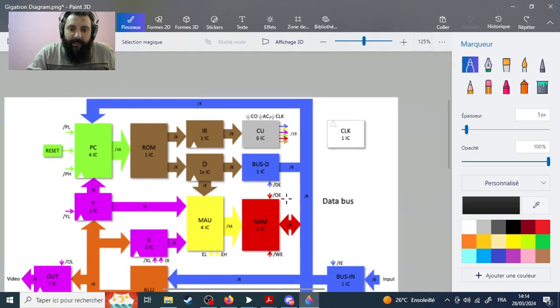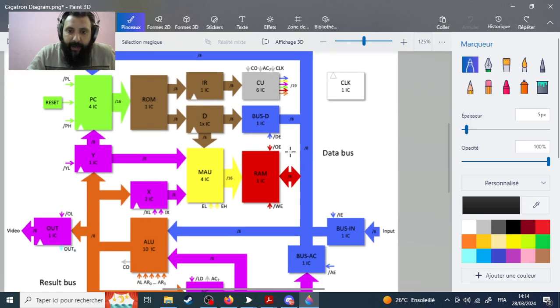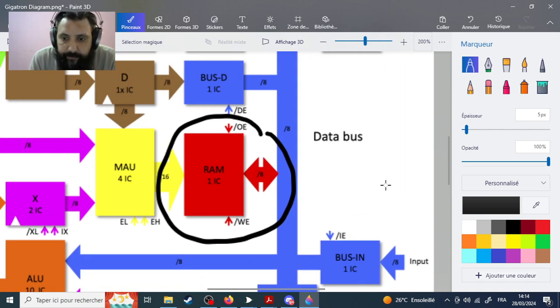Okay, and we have, of course, this part, the red part, is the RAM. How much RAM do we have? What is the capacity of the RAM in our architecture, in the Megatron? 64, 64 kilo. Very good. 64 kilobytes. Here we are talking about bytes, 8 bits.